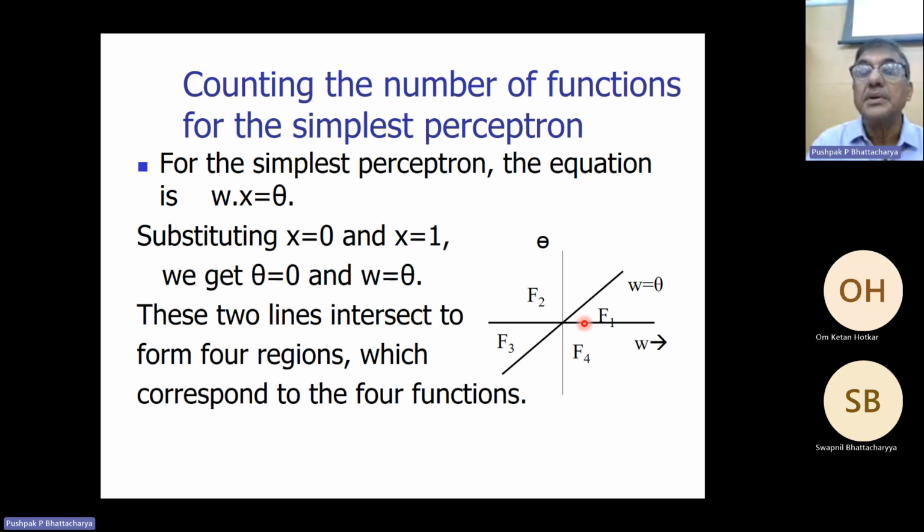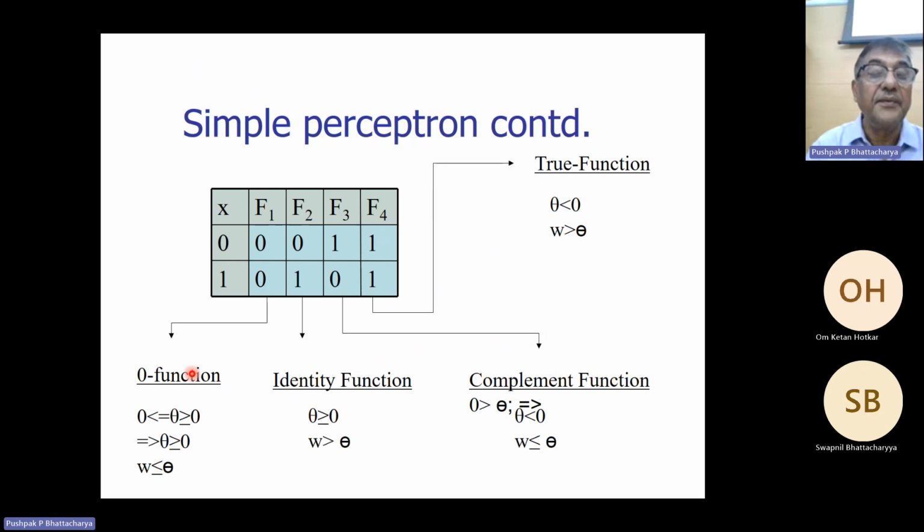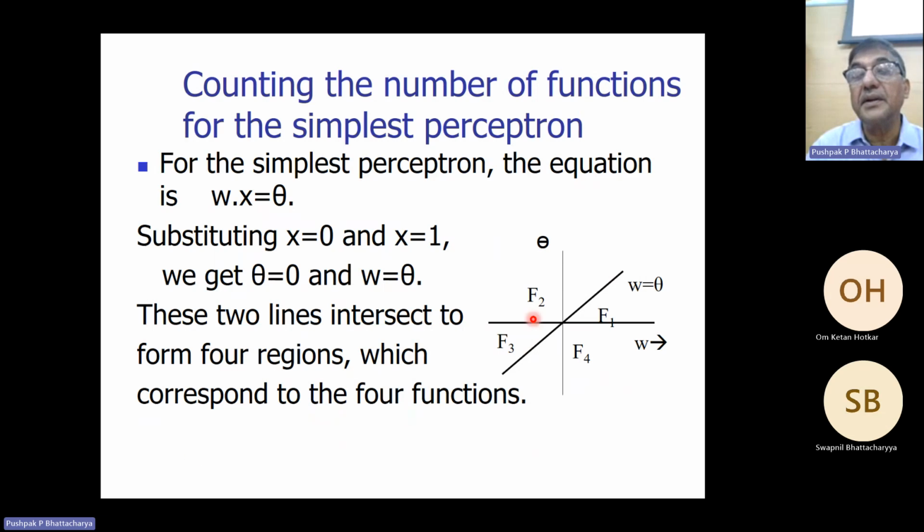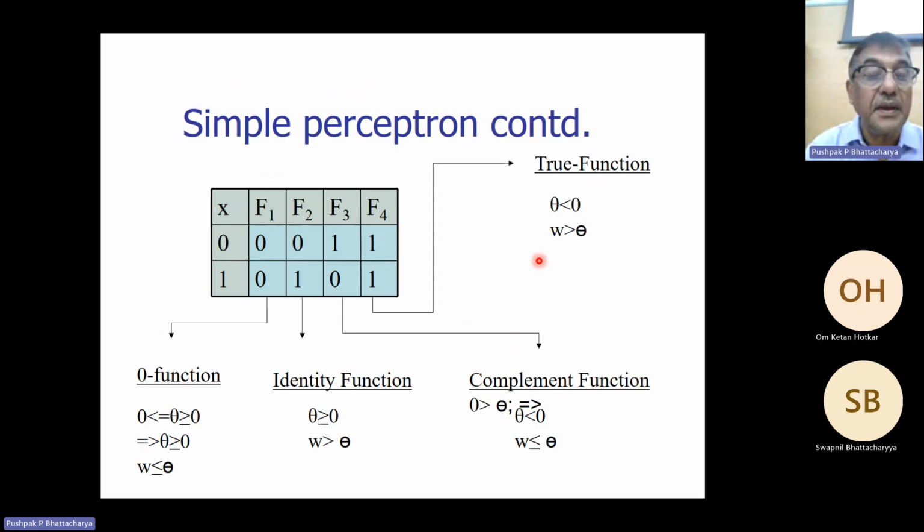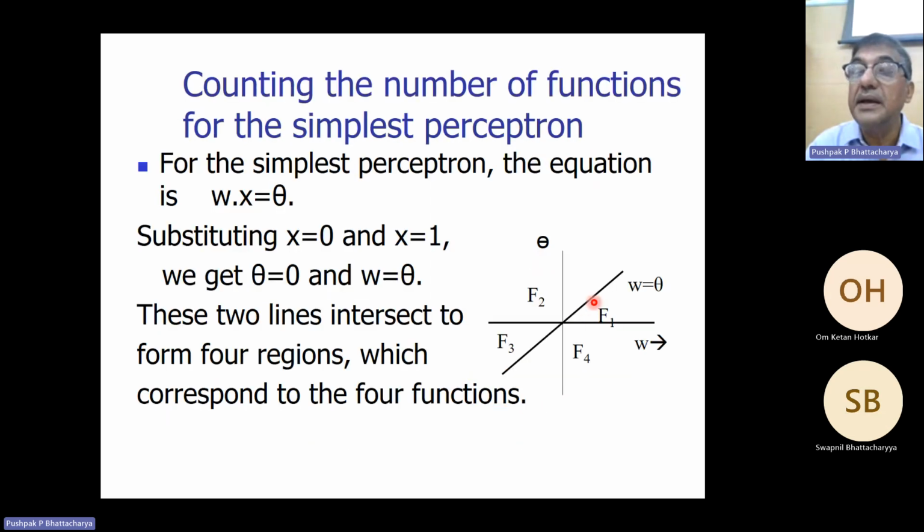So let's see the conditions for computing different functions. The false function or 0 function needs the condition theta greater than or equal to 0 and w less than or equal to theta. Theta greater than or equal to 0 is this whole half region, everything above the x-axis. And w less than or equal to theta is the whole set of points below this w theta line.